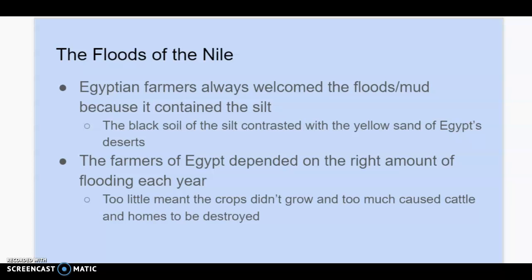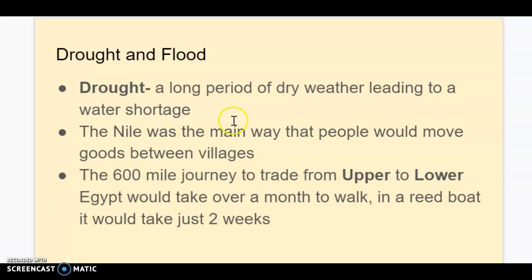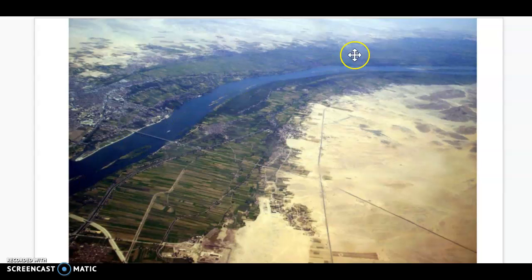Also for a fresh water source to drink. Humans always have to have water. But the interesting thing is that the Nile River also impacted society because this is their transportation. The Nile is like a highway. Okay, it's a waterway highway.